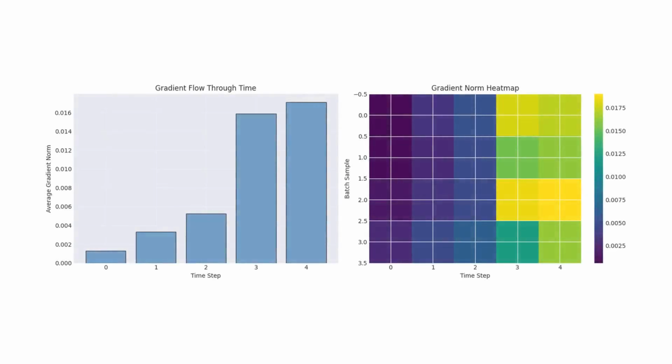The visualization clearly shows the gradient flow pattern. On the left, we see gradients increasing toward later time steps, which makes sense since we computed loss on the final output. The heat map on the right shows gradient distribution across different batch samples and time steps.